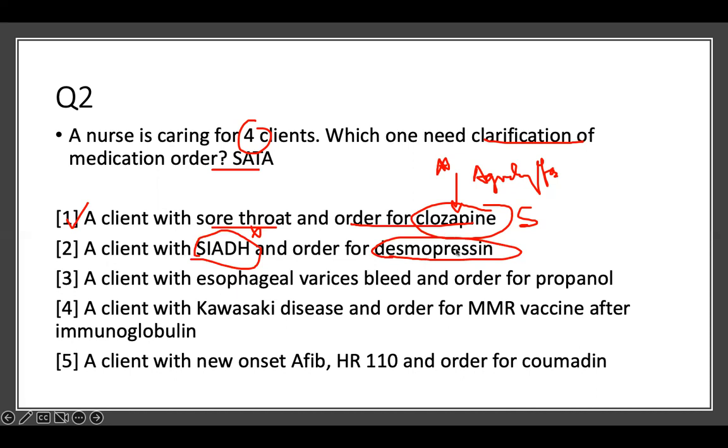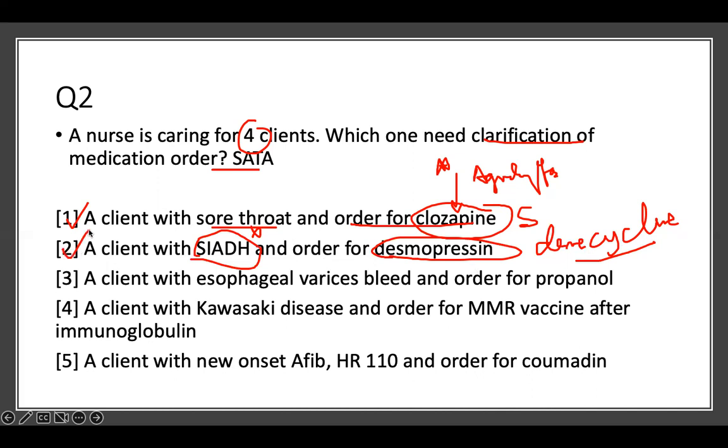I intentionally put it there because there's a medication that blocks ADH, and this is demeclocycline. It's spelled almost the same. This is demeclocycline, not desmopressin. So you give them demeclocycline, that will block ADH, and that will take care of it. And therefore, we need clarification.